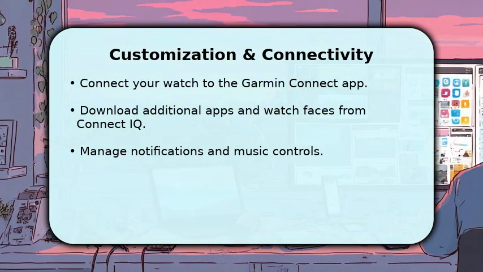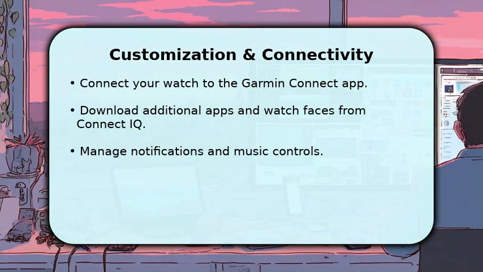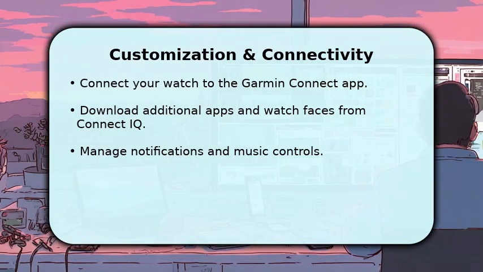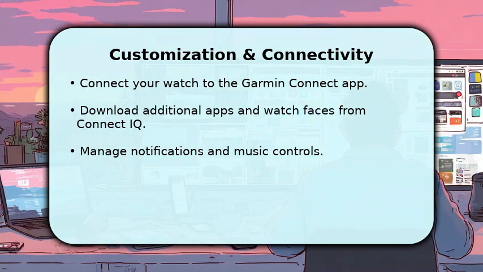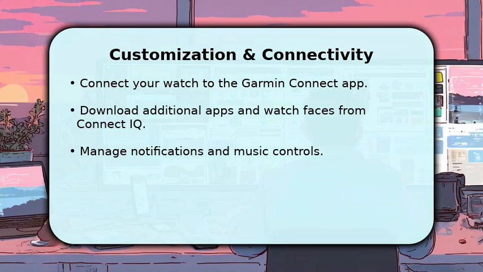Connecting your Forerunner 965 to the Garmin Connect app on your smartphone unlocks its full potential. This allows for seamless data synchronization, detailed activity analysis, and personalized insights.